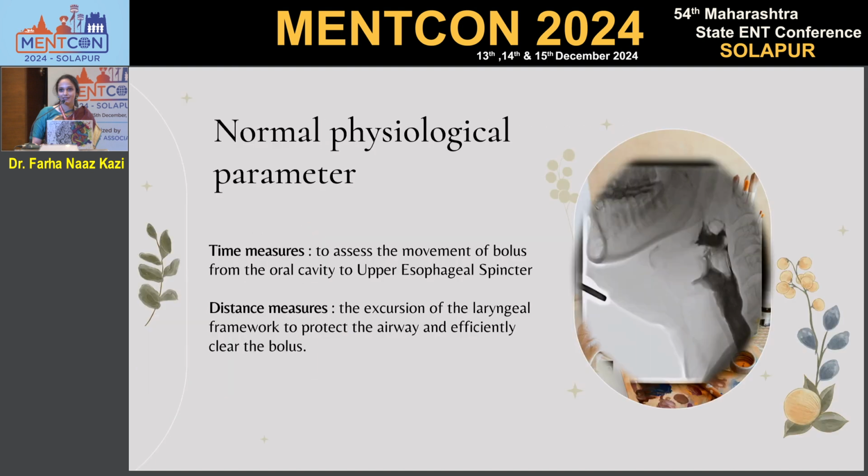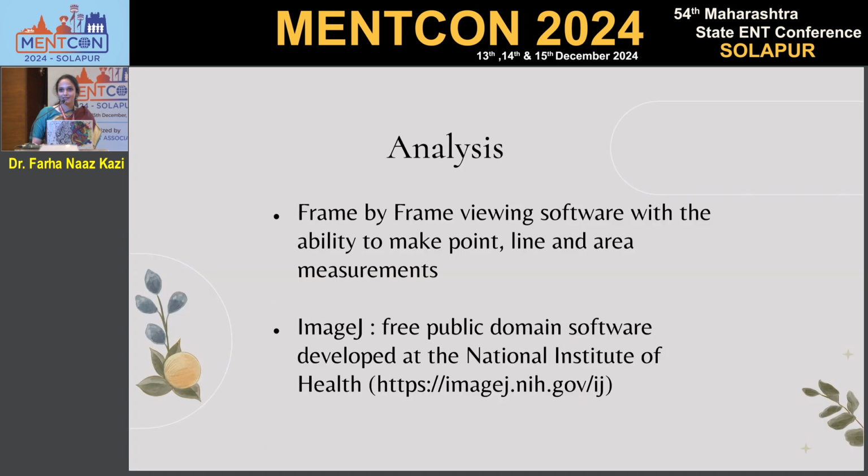Now, what are the normal physiological parameters that we assess? We take a lot of time measures as well as distance measures. Time measure is to assess the movement of the bolus from the oral cavity up to the level of the upper esophageal sphincter. And the distance measures would be to check for the displacement or excursion of the laryngeal framework and check their efficiency in protecting the airway as well as in clearing the bolus. The analysis usually happens frame by frame. There are various softwares available abroad, but in India we use ImageJ software, which is a free software available online, which gives us pointers, line markers, as well as area measurements.